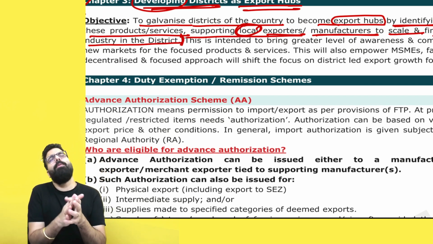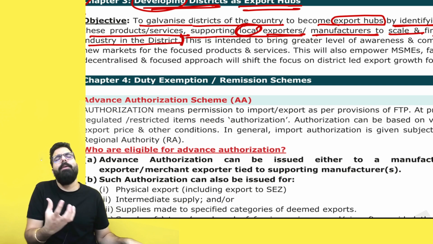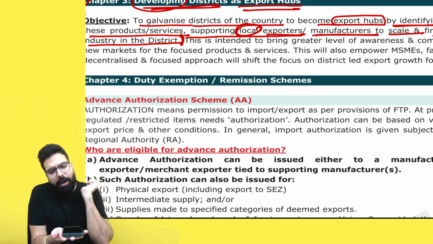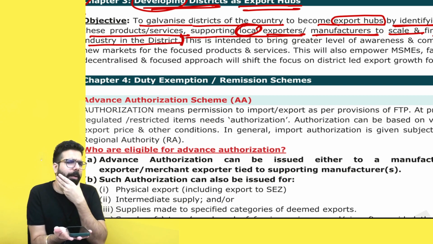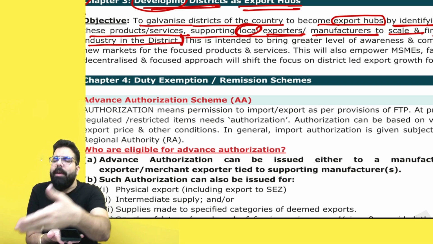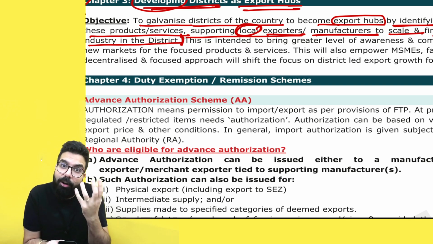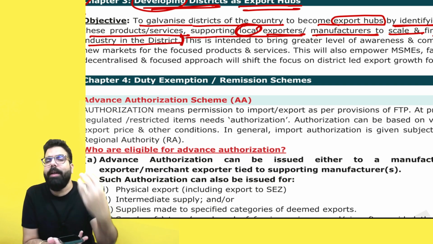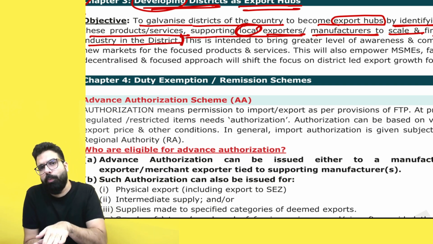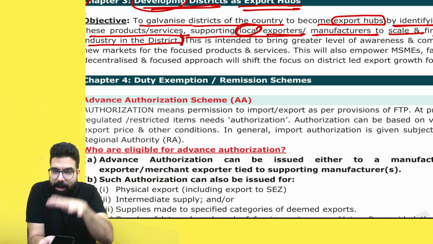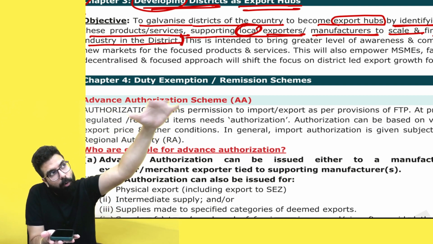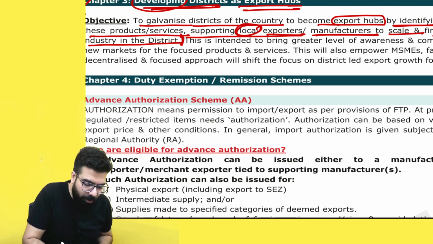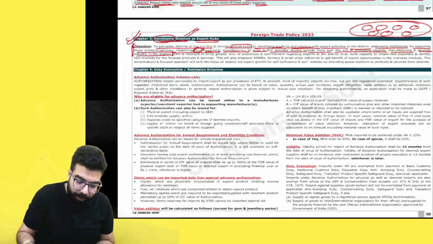Government is telling that we want to identify districts which have goods with export potential. Now if this product has export potential, why is it not being exported? What is the bottleneck? Are these people not able to manufacture in huge quantity? What are the various bottlenecks? They want to identify those bottlenecks and provide immense support to those people so that they can start exporting and explore the export potential, so that foreign currency can come into the country again. That's all the objective over here. Not very important from exam point of view.